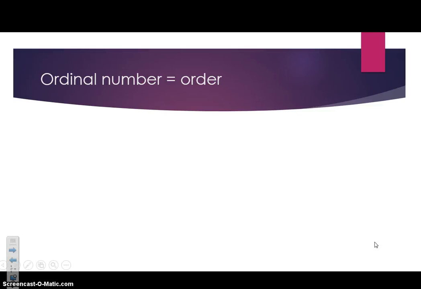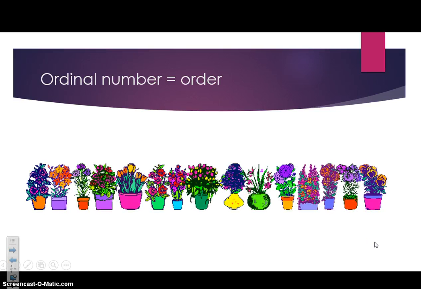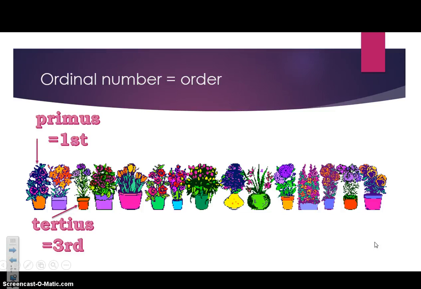Now the last type of number is the ordinal number, and this is basically telling the order something occurs. We typically use this in Latin when telling the time of day. But here we have a line of flowers, and we can tell what order these flowers come in using ordinal numbers. So we have this first flower being pointed to by the arrow, and that is primus, which is the first. Now we have an arrow pointing to the third flower, so we get tertus equals the third.